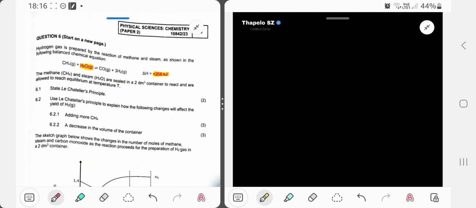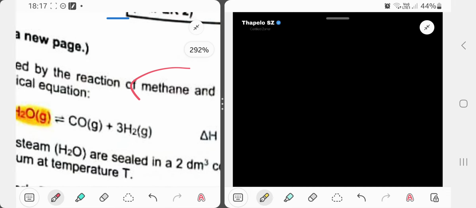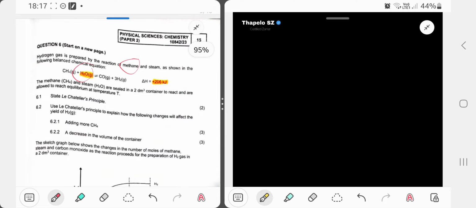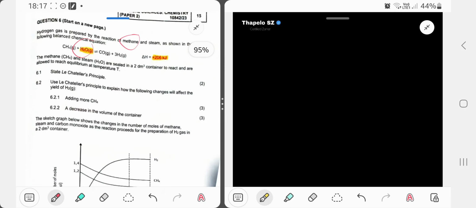So it says here, hydrogen gas is prepared by the reaction of methane. Methane is CH4. It's an organic compound. And steam. By steam, they mean water, but not just water, the gas form of water. As shown in the following balanced chemical equation, methane and steam are sealed in a 2 dm³ container to react and are allowed to reach equilibrium at temperature T. We don't know that temperature, and I don't think we need to, but let's resume and see what they want.